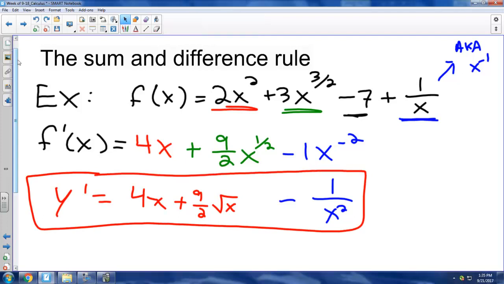And just to reiterate, f prime of x and y prime are kind of meaning the same thing here, okay? So there's that problem. Definitely getting to be a little bit more moving parts here, but not too bad. Just go term by term and follow the rules.